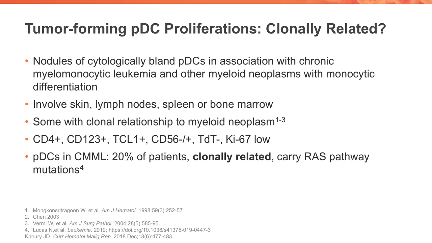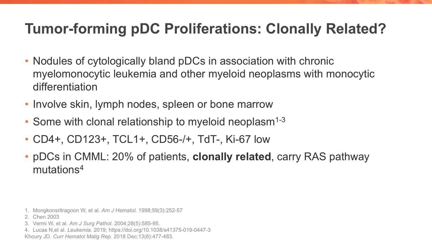This can be seen in skin, lymph nodes, spleen, or bone marrow, and some of the studies have shown that these PDCs are clonally related and they carry RAS mutations. It was also shown that patients who have the PDCs in the bone marrow sections have a higher chance of transformation into acute myeloid leukemia. This provides the rationale for targeting these PDCs not only in BPDCN, but in some additional myeloid neoplasms such as CMML or myelofibrosis.